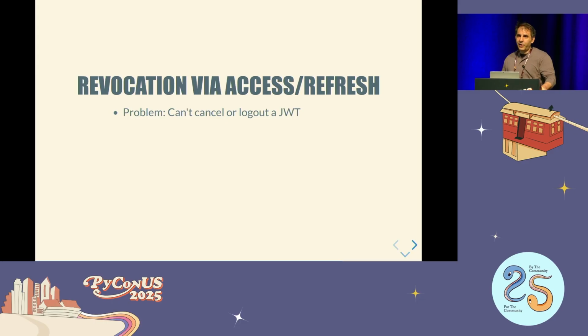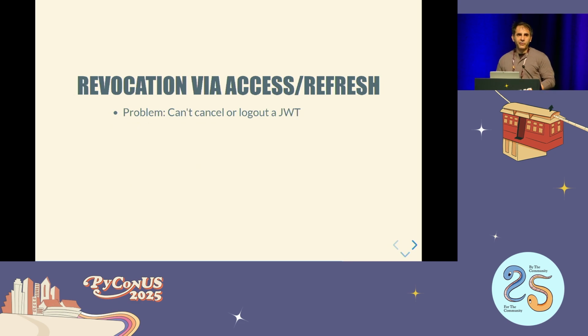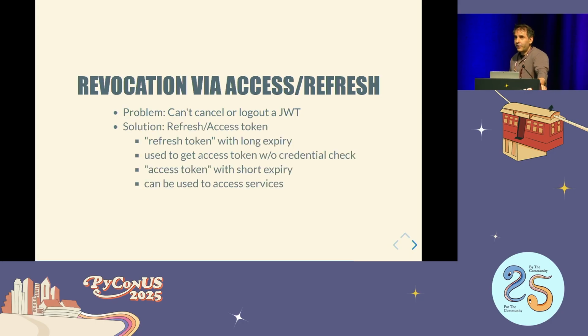You don't want to try and simulate the concept of a session with the application server. Instead, what you want to do is use the fundamental theorem of software engineering, which says any problem in software engineering can be solved with one more level of indirection. And so the indirection in this case is instead of using one token, we use two tokens. We use a refresh token and an access token. The refresh token has a long expiry, and it's used to get an access token without an additional credential check. And then the access token has a very short expiry, which is used to get service.